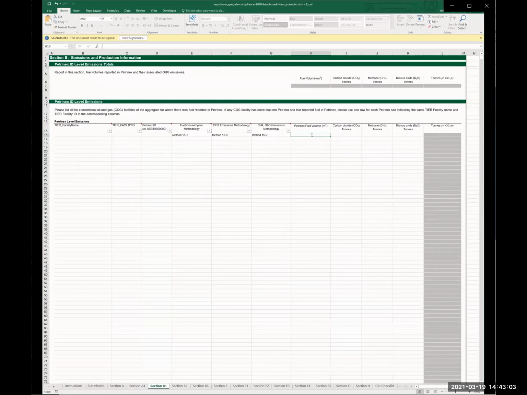Enter the fuel volume as reported through Petronex, and also the resulting tons of carbon dioxide, methane, and nitrous oxide. Also enter the facility, the tier facility name, and the 3-character identifier that was given to the tier facility, as well as the Petronex ID.